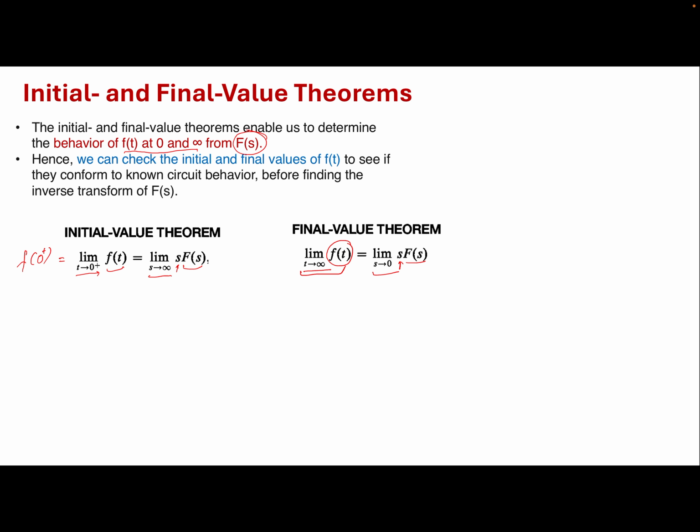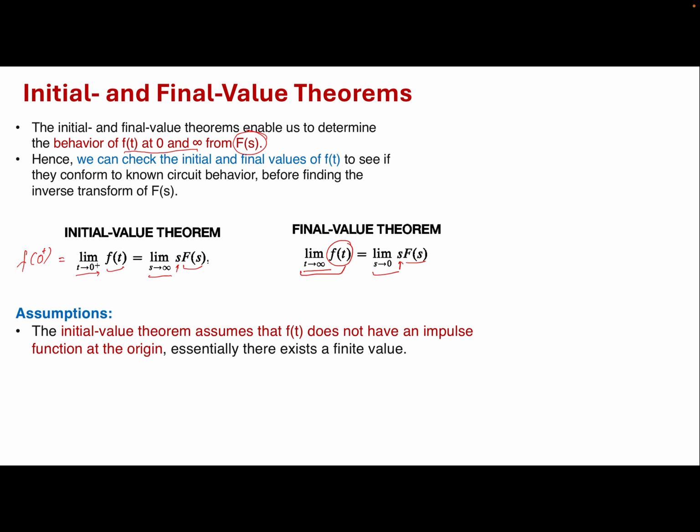Before we derive it, a couple of other important points. There are interesting assumptions for both the initial value theorem and the final value theorem. The initial value theorem is about the initial values of energy storing elements, for example in circuit analysis, but the assumption is that this equation is valid as long as there is no impulse at 0, that is, a finite value exists at 0.